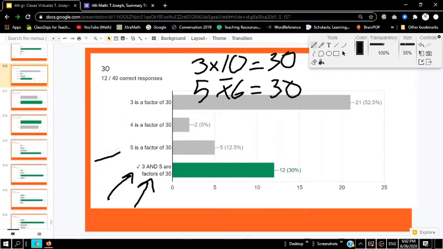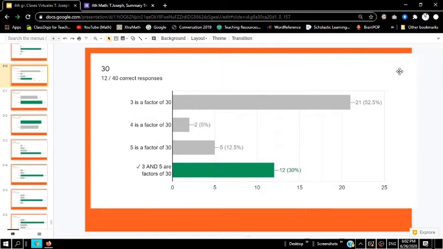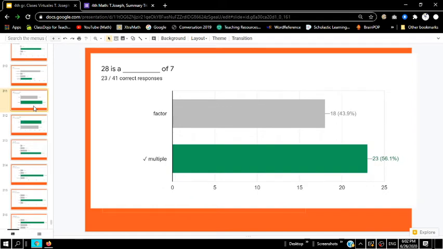Okay, it's true that 5 is a factor of 30, and it's true that 3 is a factor of 30, but this one is the most accurate answer. Okay, so even though this one and this one were correct, this is the best answer. Okay, most students got that correct, and it's actually good to see that only 2 students responded to this one. Okay, so most students are understanding that concept. That's great. The next problem says 28 is a blank of 7.